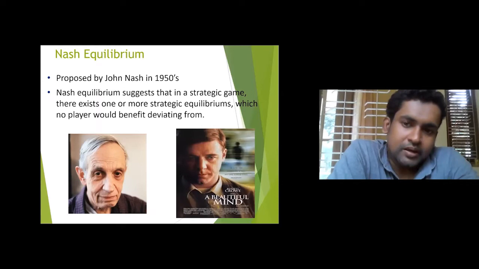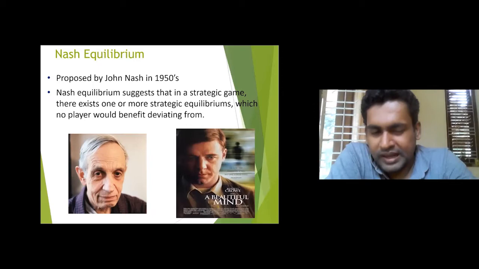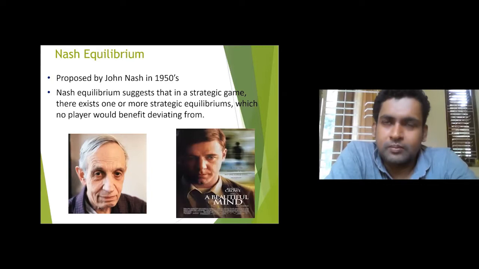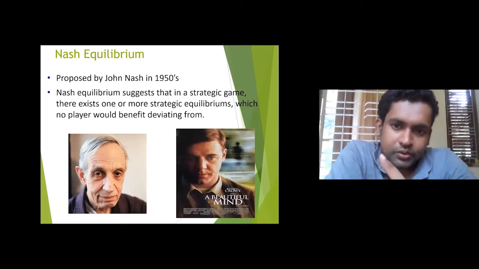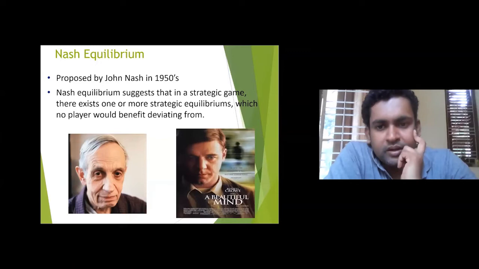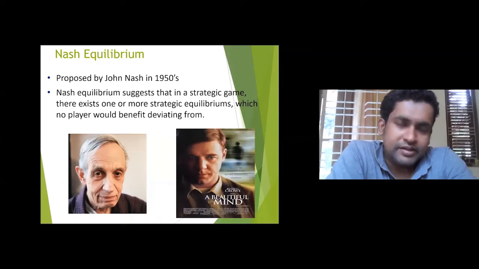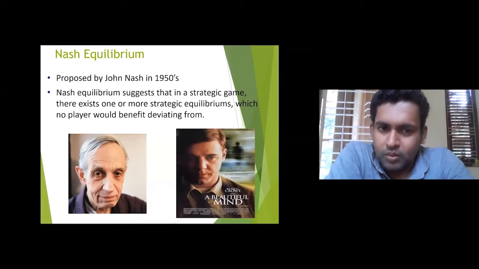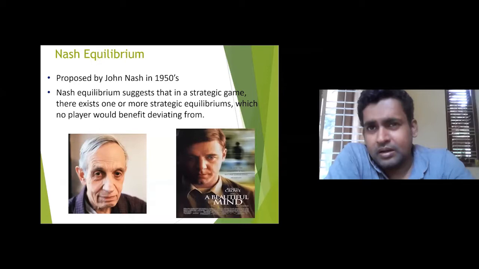So he came up with this idea called Nash equilibrium, which is one of the foundational concepts in game theory. It's still widely used. He used some other theorem, I think called the fixed point theorem or something, to prove that. What it basically says is that in any strategic decision making scenario, he proved that there is at least one equilibrium. Equilibrium is where nobody benefits from deviating from that state.